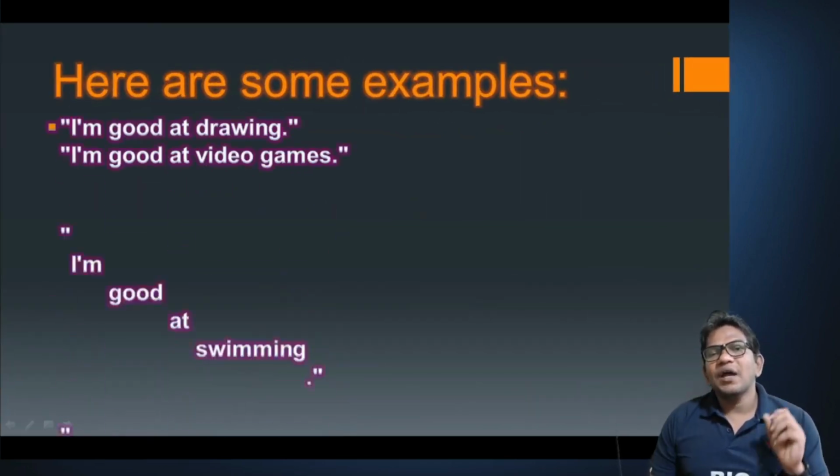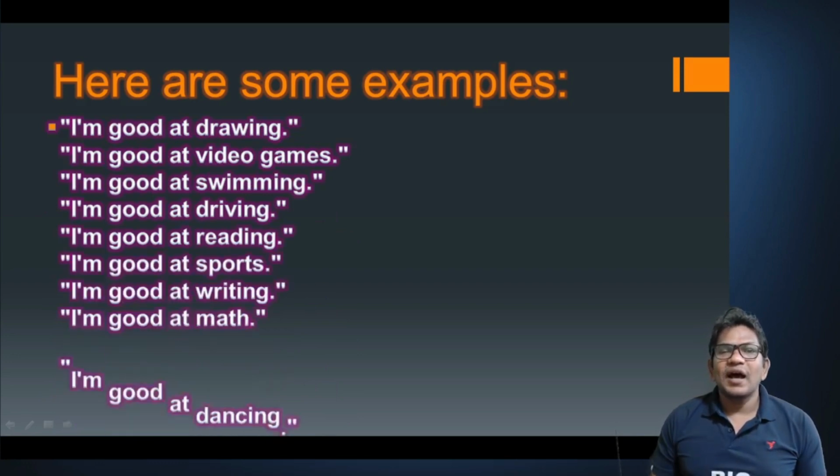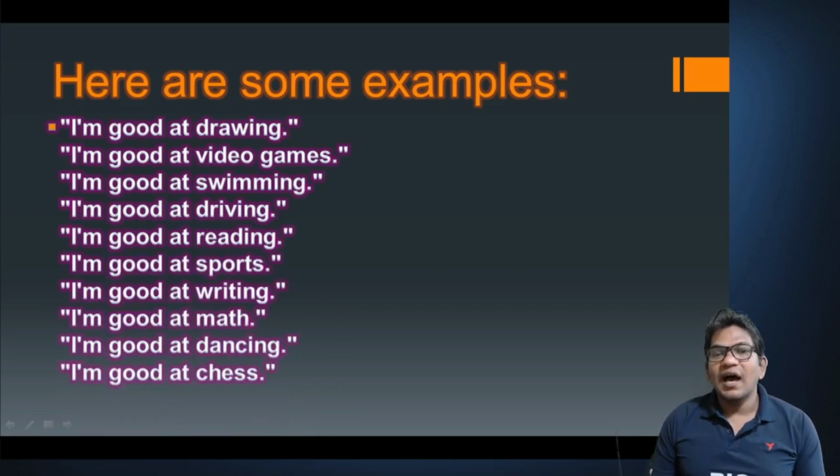Just have a look at some examples here. I'm good at drawing. I'm good at playing video games. I'm good at swimming. I'm good at driving cars. I'm good at reading. I'm good at sports. I'm good at writing. I'm good at maths. Similarly, I am good at dancing. I am good at chess. Similarly, guys, there is a big list of things you are good at. You have to make a list and write it in the comment box.